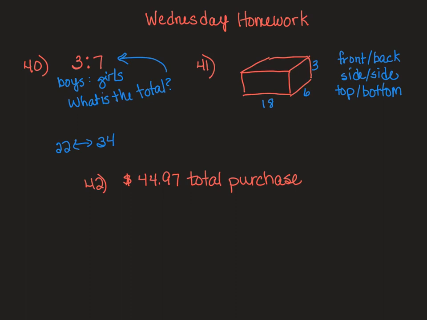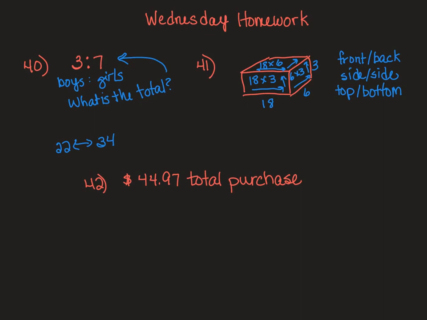So now once I get this diagram, I can tell what the measurements are. If I look at this front, I can see that it is 18 by 3. So this is going to be 18 by 3. Okay, and this side is going to be 6 by 3. Okay, 6 by 3. And this top is going to be 18 this way, right? 18 by 6.